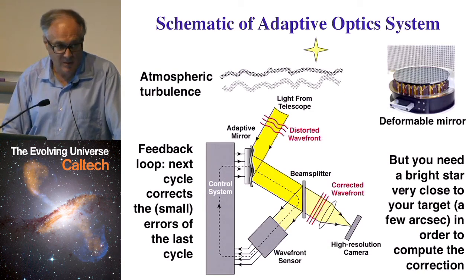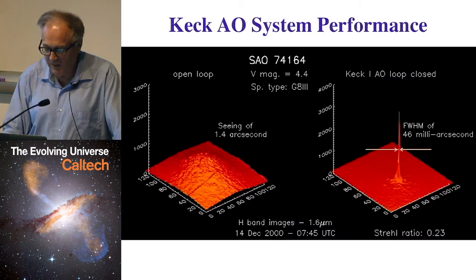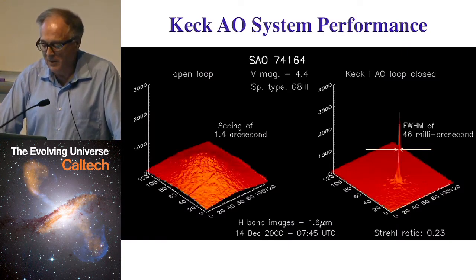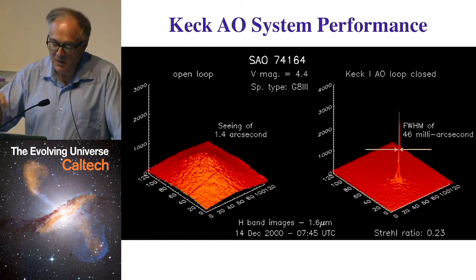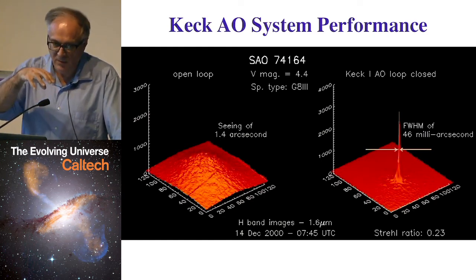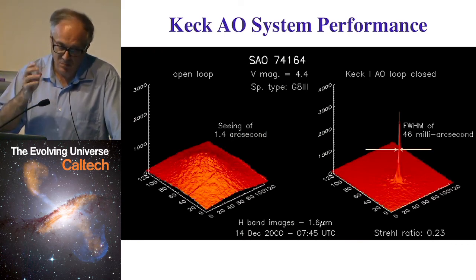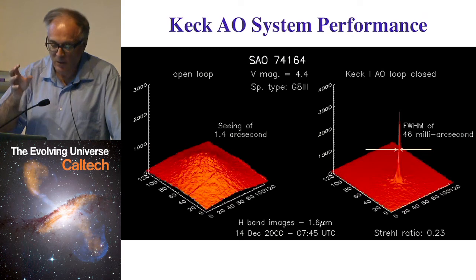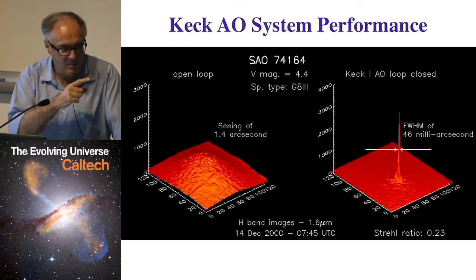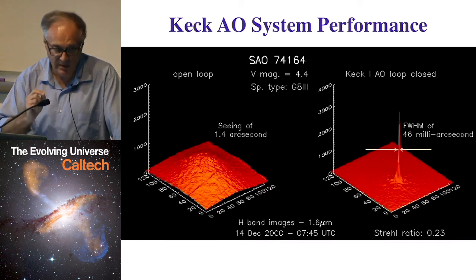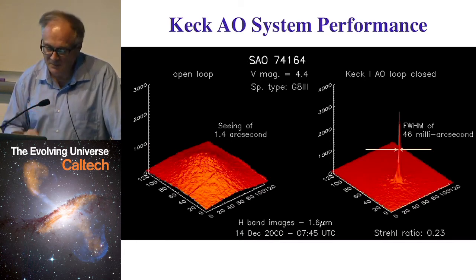That actually works amazingly well. And here is an example from the Keck telescope. This is a surface plot that indicates intensity of light on the focal plane detector. And the one on the left is just an ordinary image. It's blurred out by the atmosphere. This was magnified heavily. You turn on the adaptive optics system and kaboom, it gets into this tiny spike, which is almost but not quite like the diffraction limit.